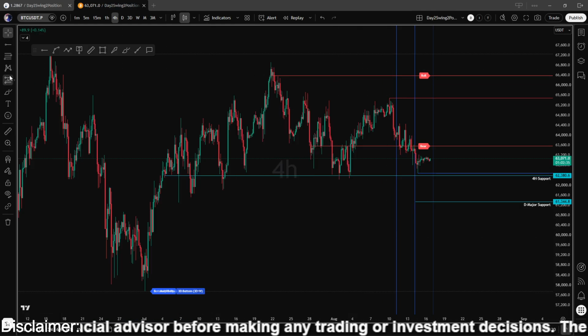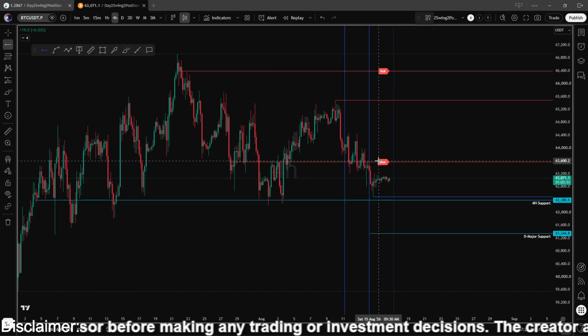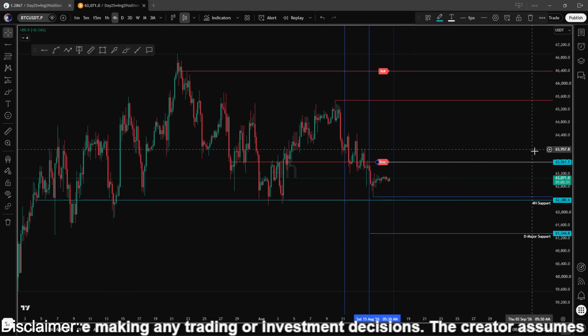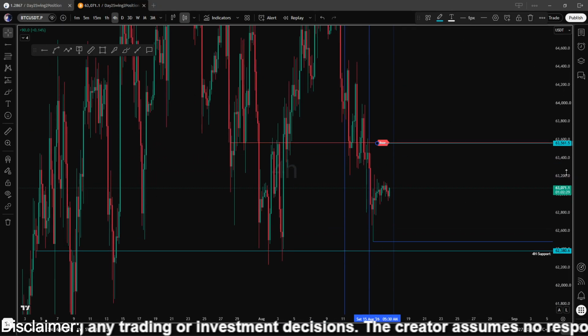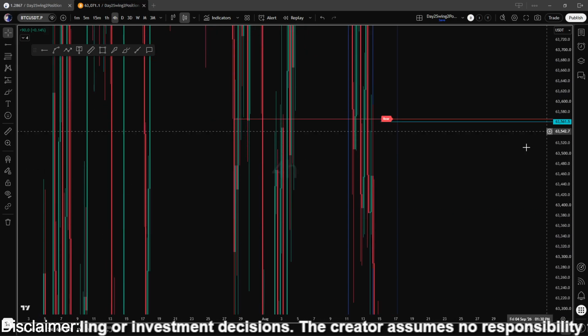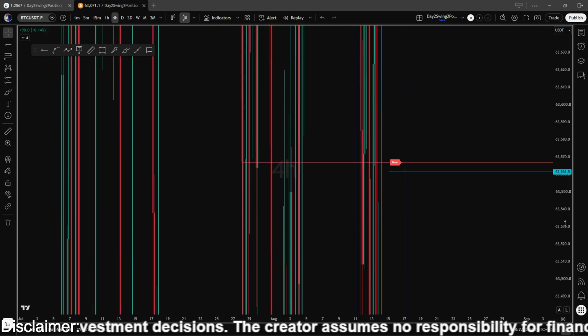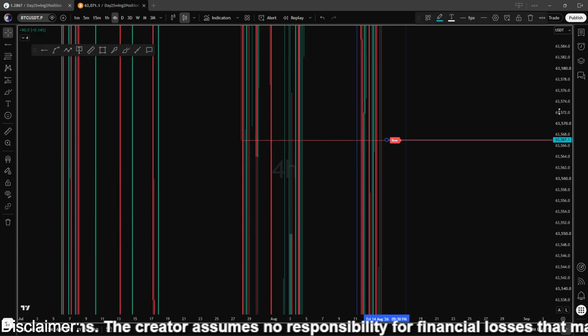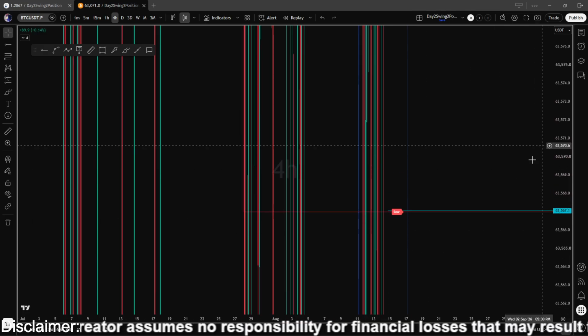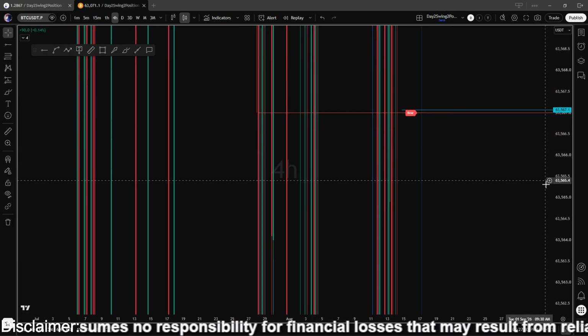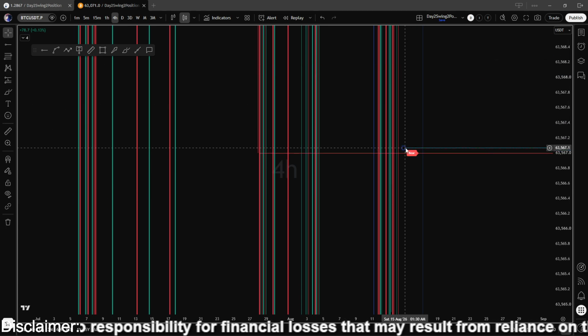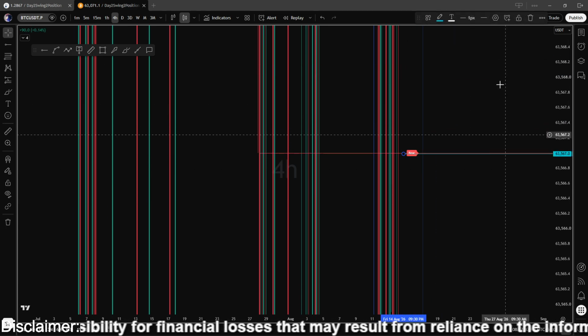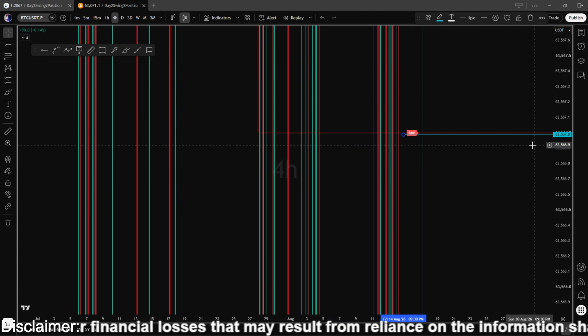Okay, and let me add this level also, and I want to be very accurate and precise on the basis of what my indicator is pointing out. So let me be very, very accurate. Okay, now we have this.